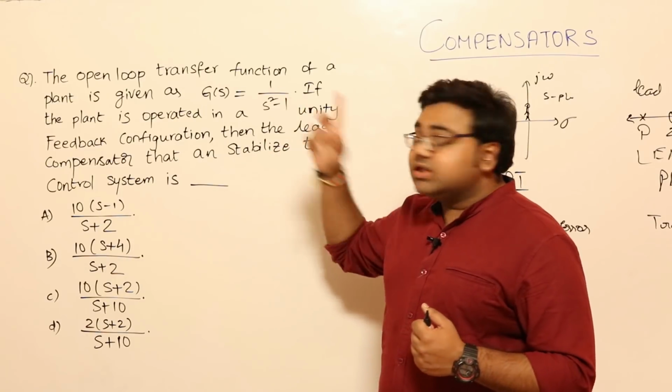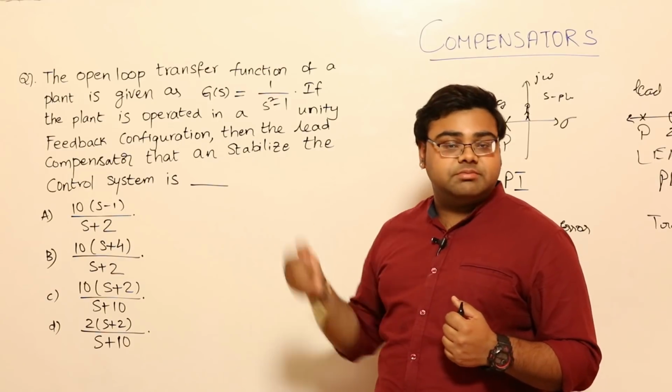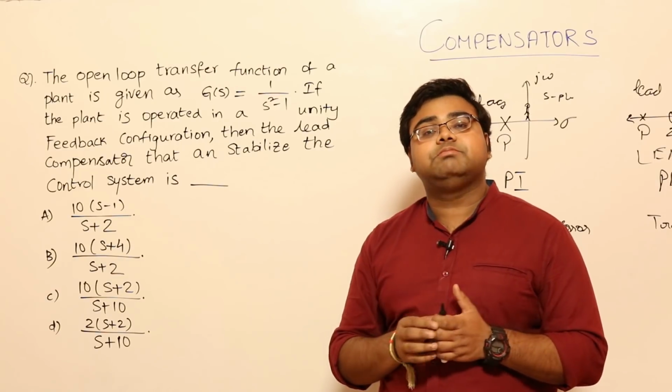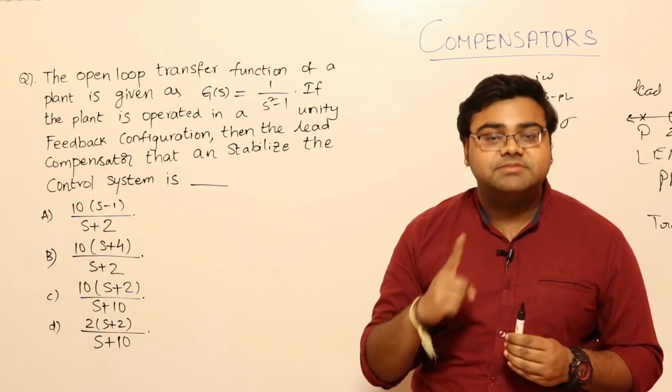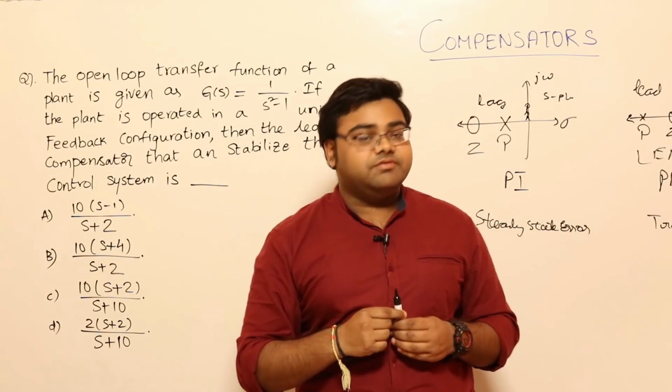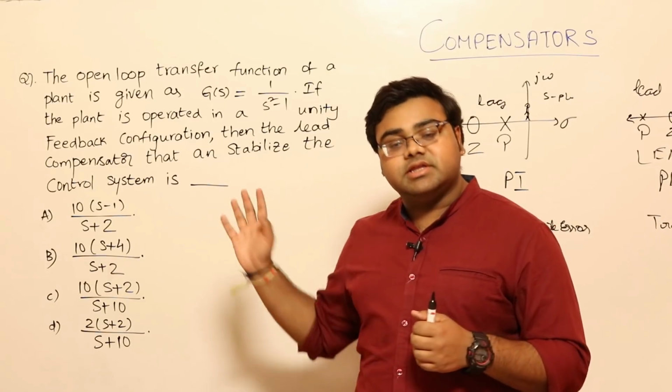Second, the transfer function is 1 by s square minus 1, that is, (s plus 1) into (s minus 1). So there is definitely a pole on the right-hand side. This is an unstable system.